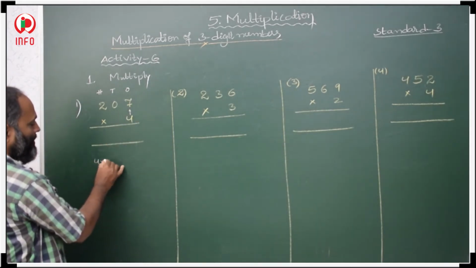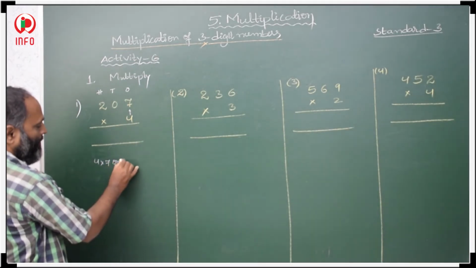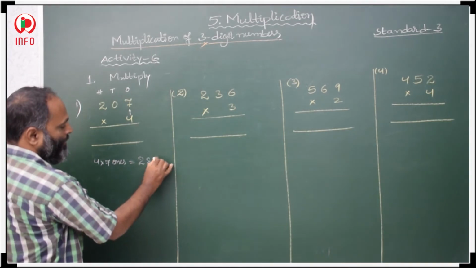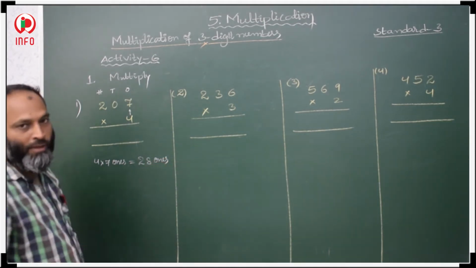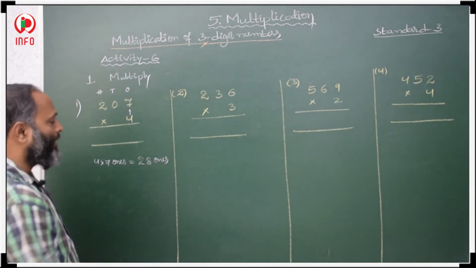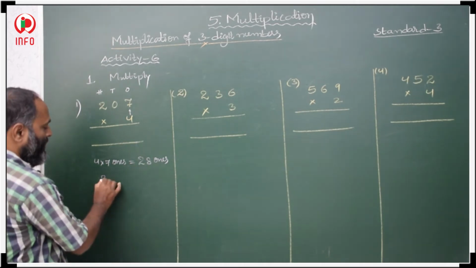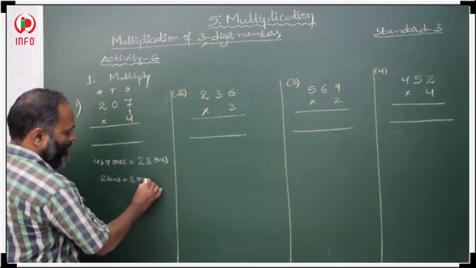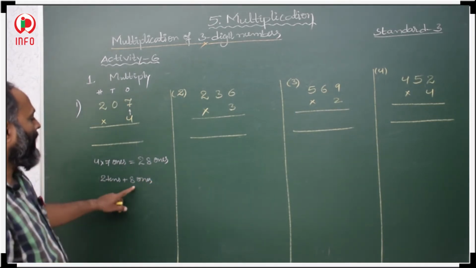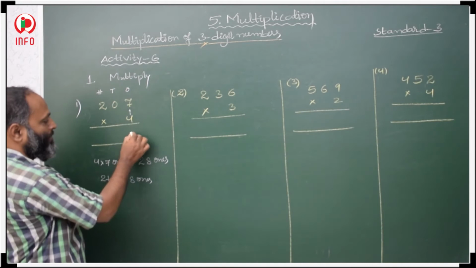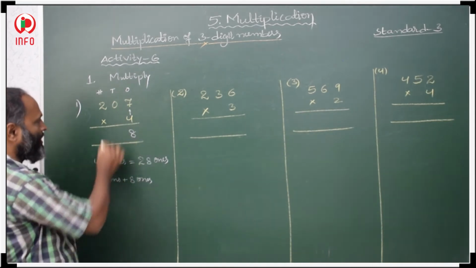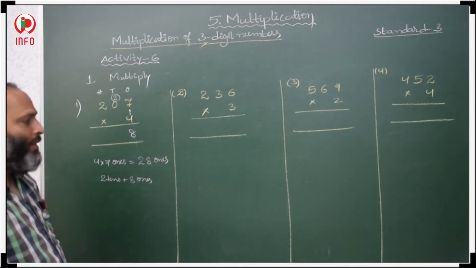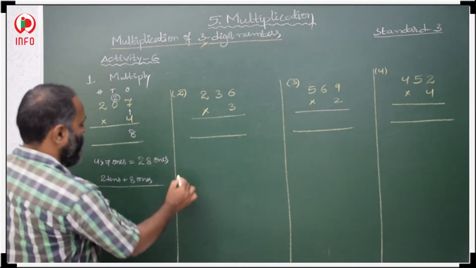4 into 7 ones. 4 sevens are 28. 28 ones means 2 tens and 8 ones. 8 ones, 8 goes in ones place. 2 tens means 2 carry over to the tens place. So this ones is clear.